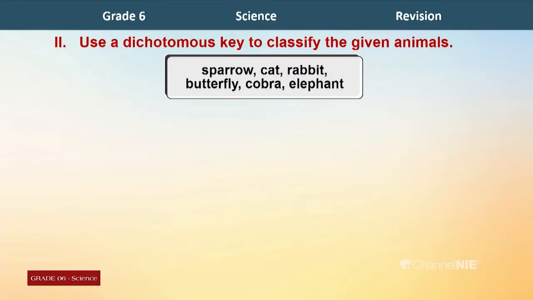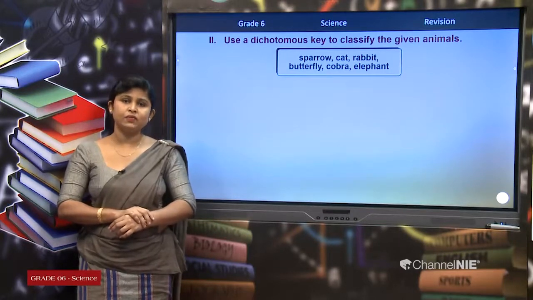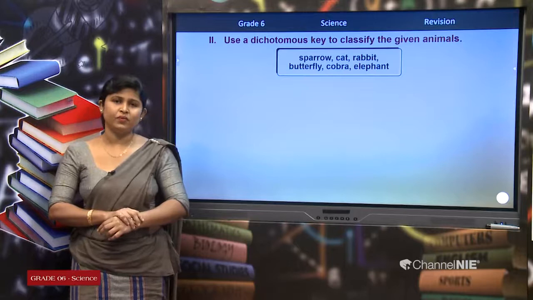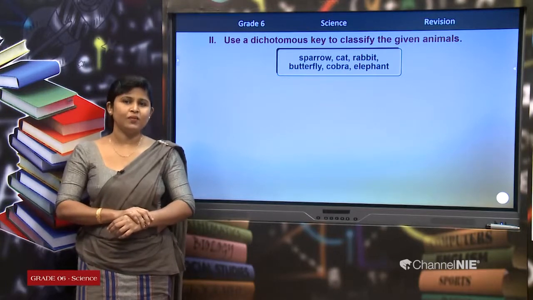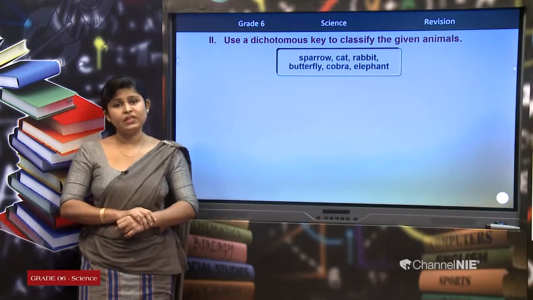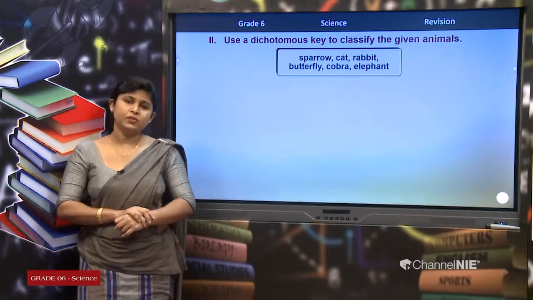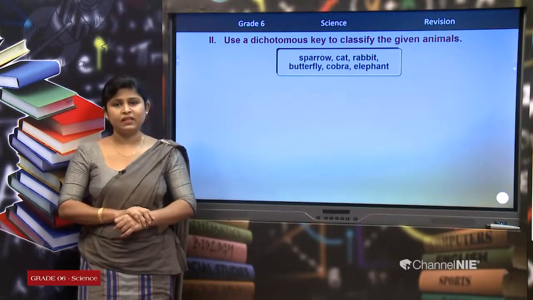When we write a dichotomous key, we always have to use an external feature that can be easily identified. We can't use the color of the animal. We can't use the internal features of the animals. The features that are selected to construct the dichotomous key should always be very clear. They should be external features. Now, you can see what features are selected by me.